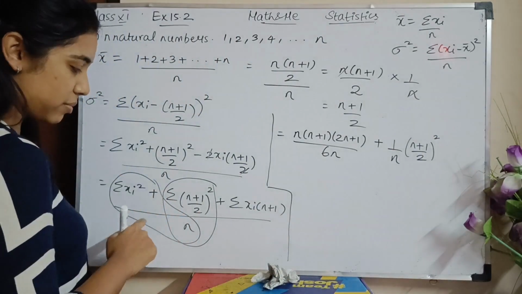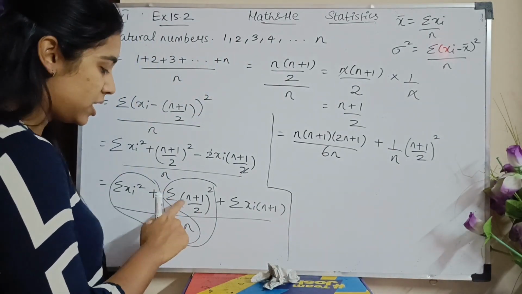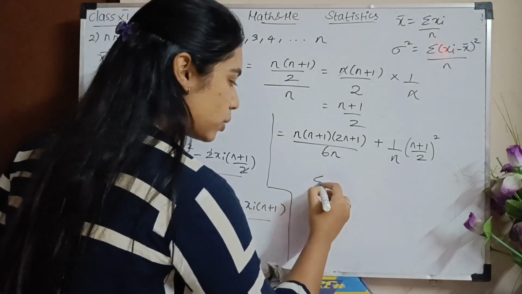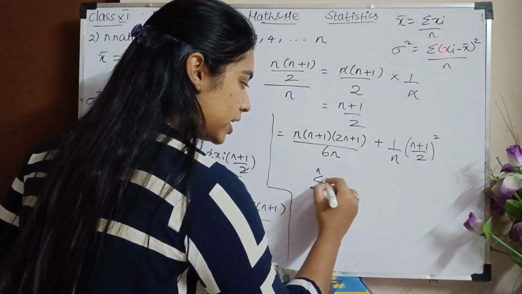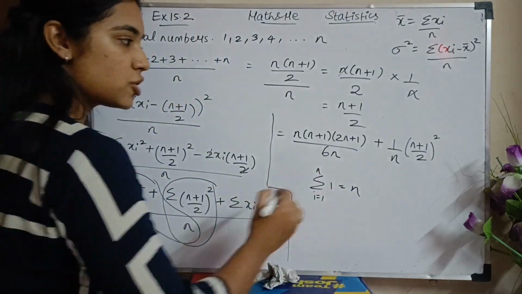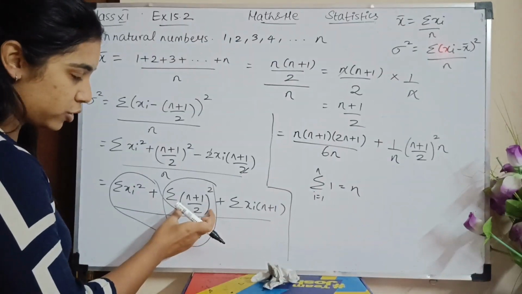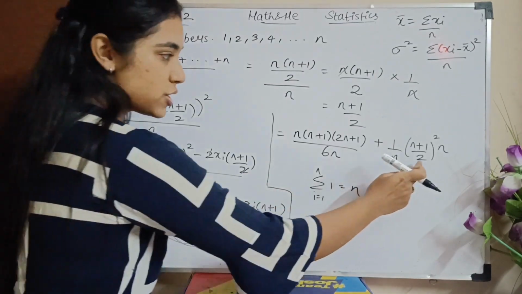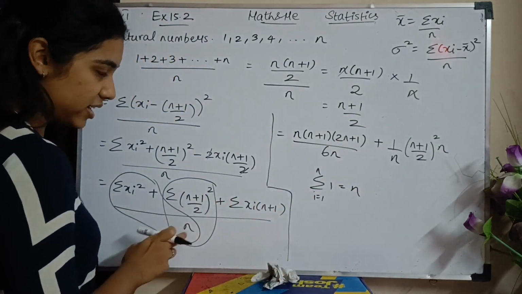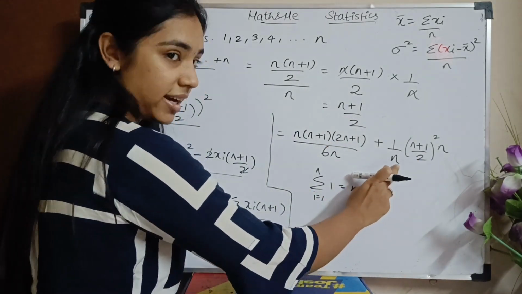When you take it out of the summation, what will you be left with in the summation? Summation of 1, correct? So what is summation of 1? I equals 1 to n is nothing but n, correct? So you will be left with n. Clear? You're taking the n plus 1 divided by 2 the whole square outside the summation. So I've taken it outside. I have divided by n in the denominator. I've taken that also outside.